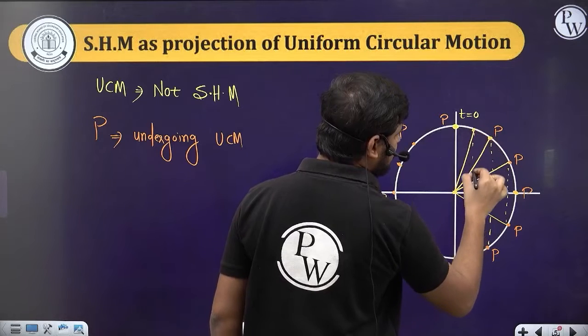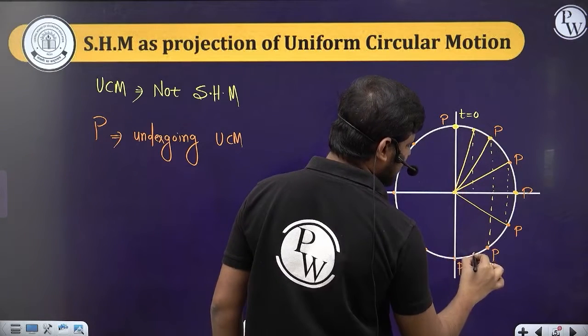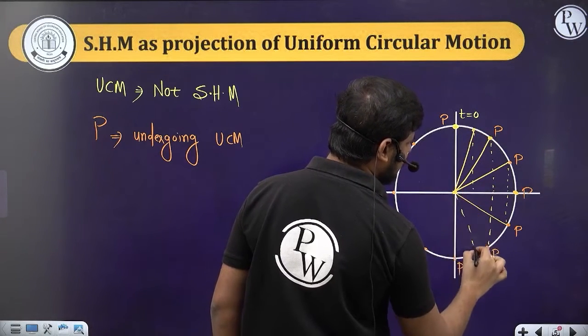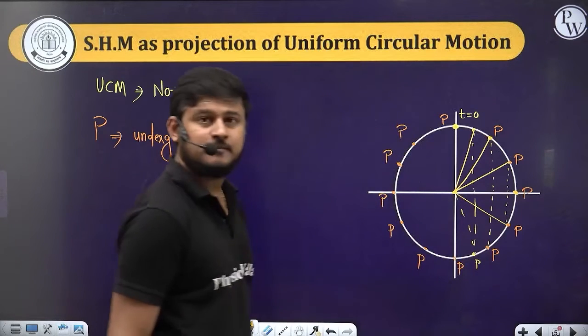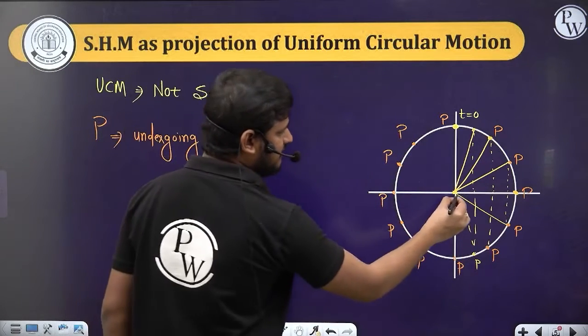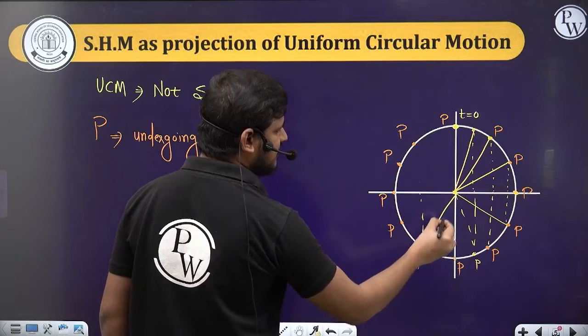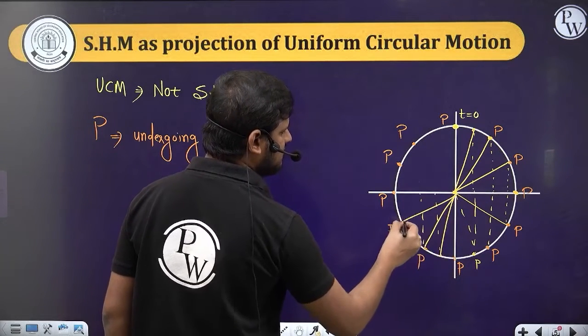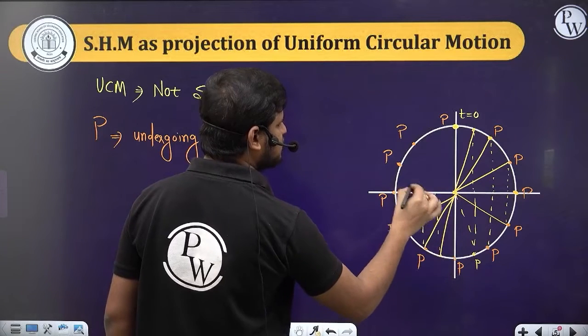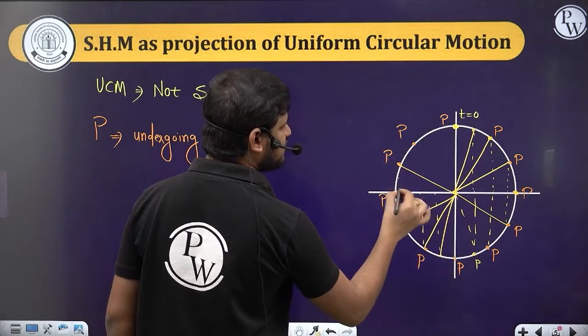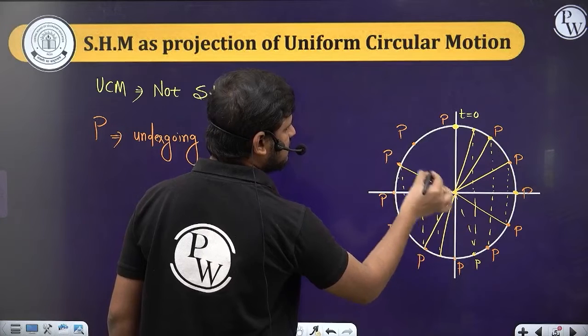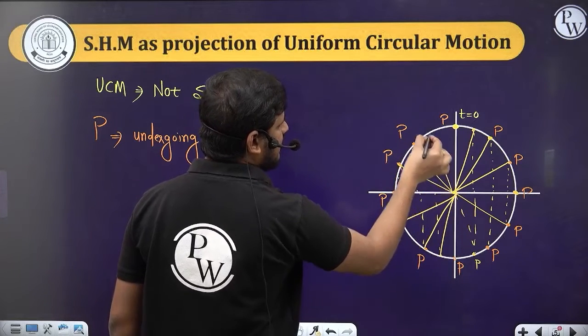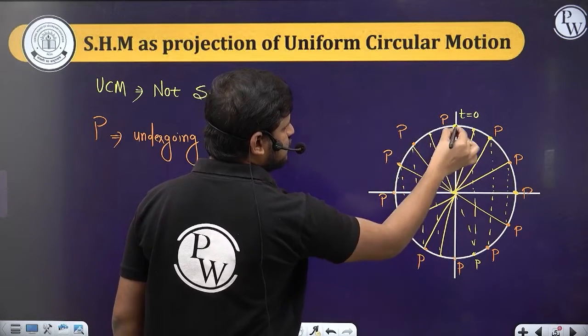So here, the projection will be here. When the particle is here, the projection will be on the horizontal diameter here, right? Similarly, when the particle is here on the horizontal diameter, the projection will be somewhere around here. So then here, and when the particle is here, the projection is here, and then here.